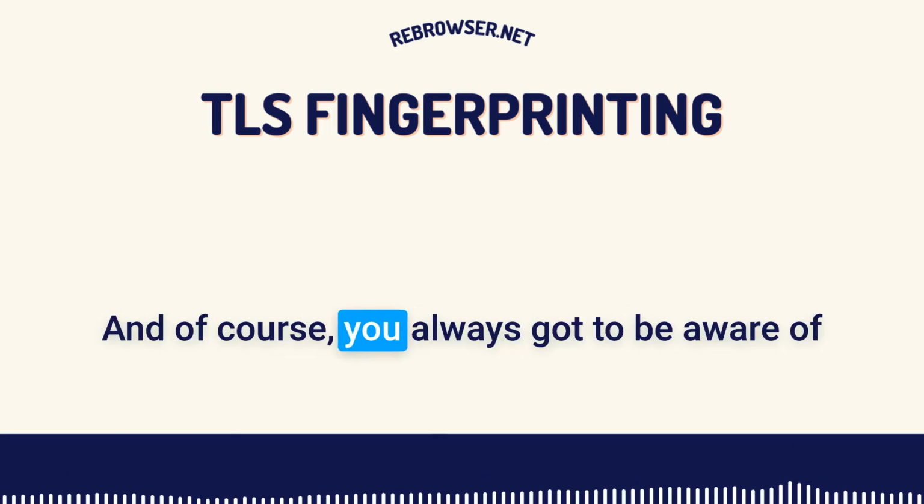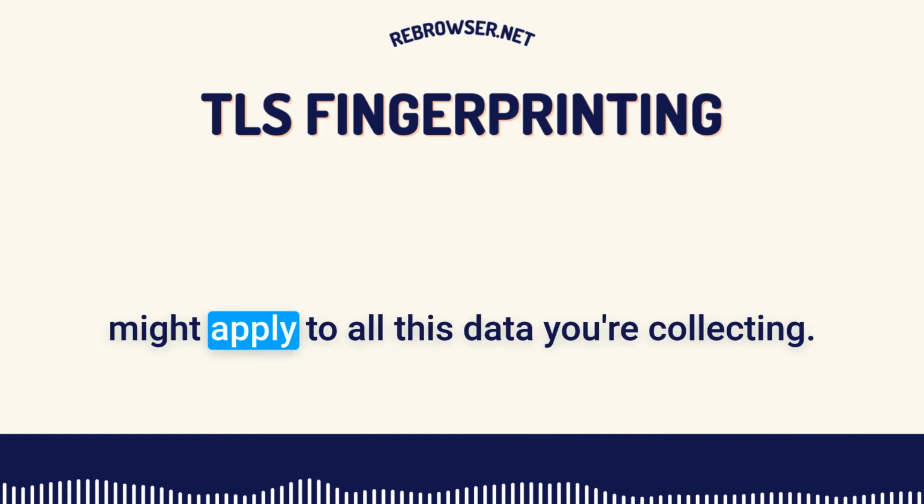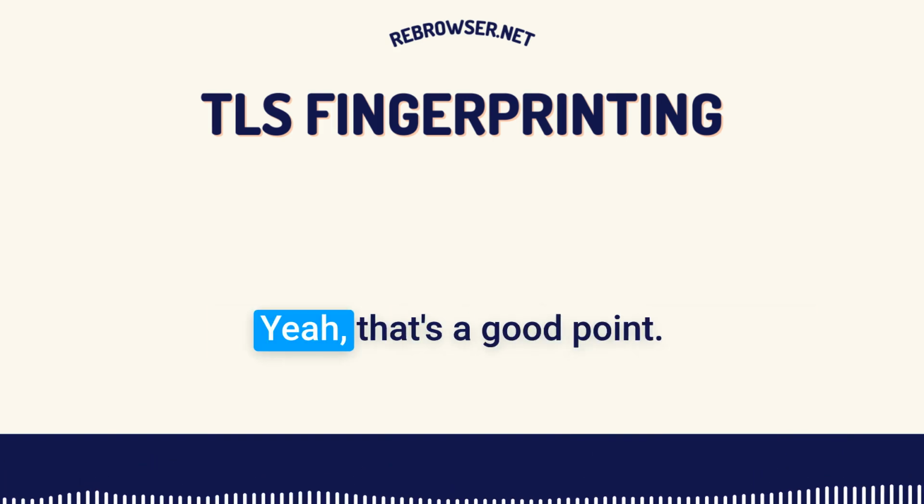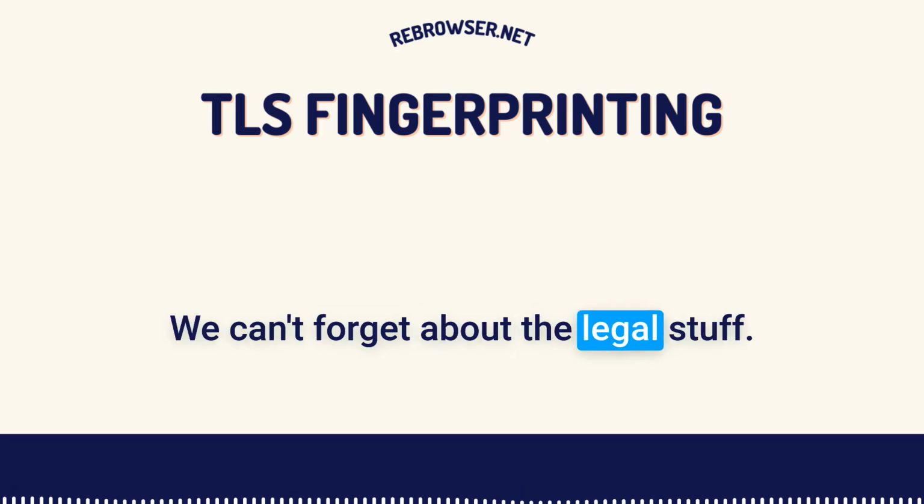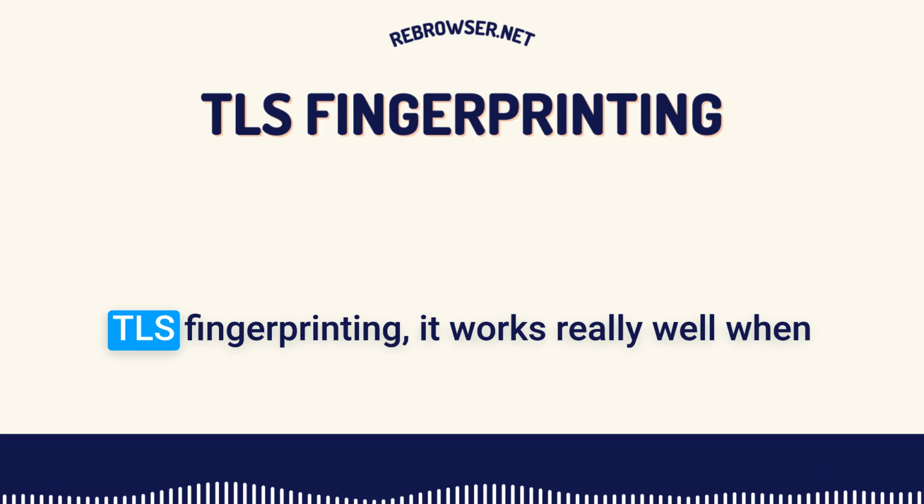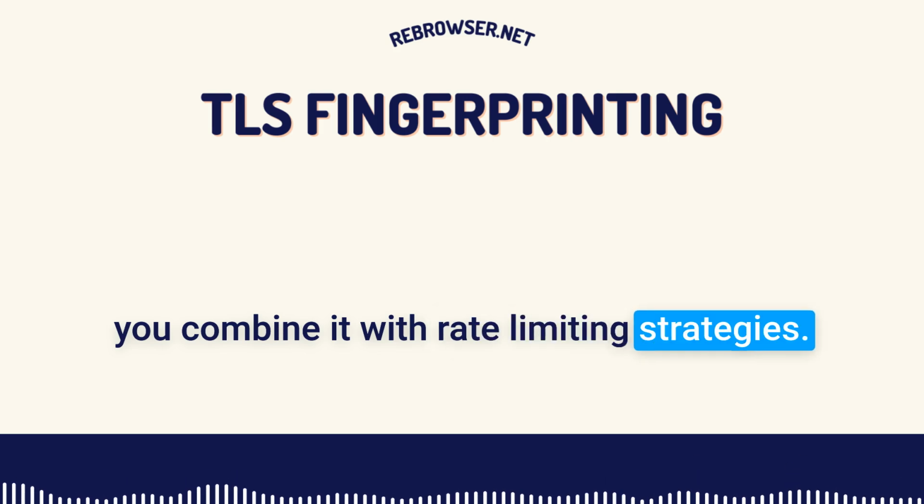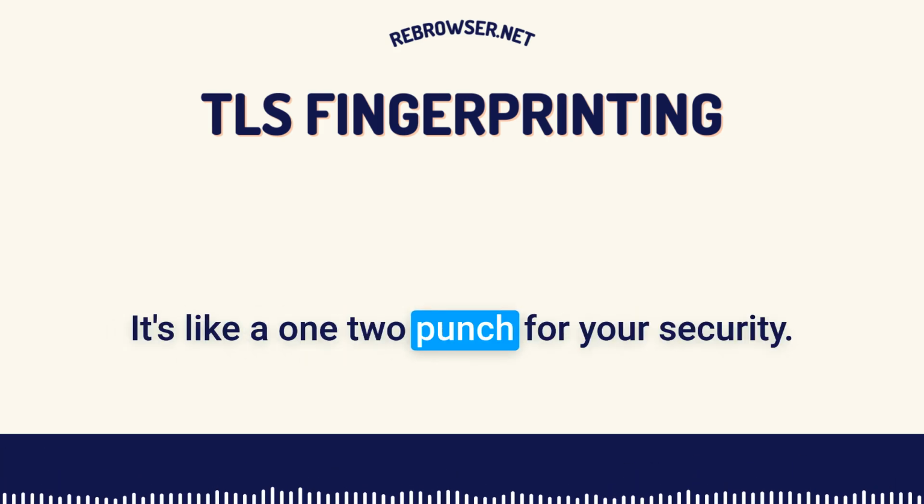Right. And of course, you always got to be aware of any compliance rules and privacy laws that might apply to all this data you're collecting. Yeah, that's a good point. We can't forget about the legal stuff. Absolutely. And one more thing the guide mentions, TLS fingerprinting. It works really well when you combine it with rate-limiting strategies. It's like a 1-2 punch for your security.